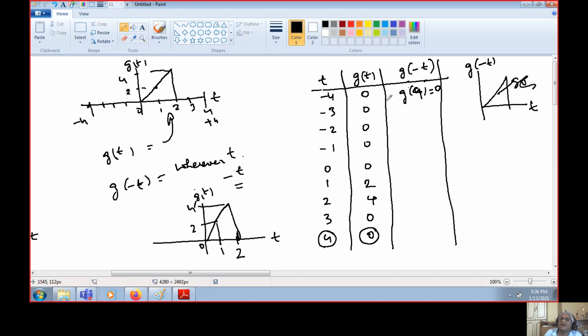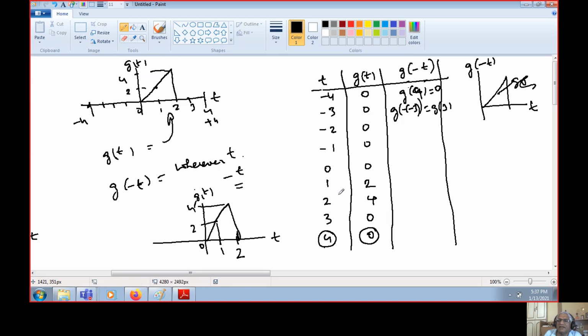Now what is the next point here? This is g(-t), no? So this is -3. So g(-3) becomes g(+3). So what is g(+3)?